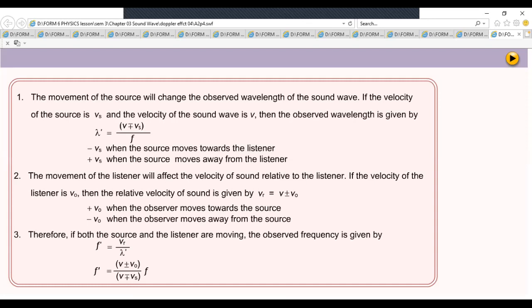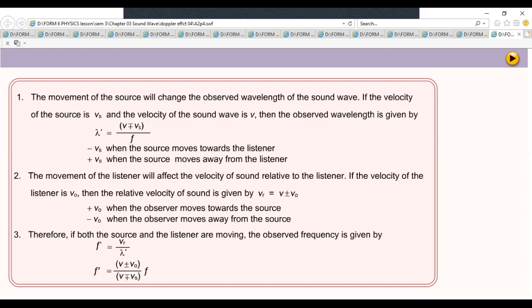What is the meaning of negative Vs? Negative Vs is used when the source moves towards the stationary listener. Positive Vs is used when the source moves away from the listener.